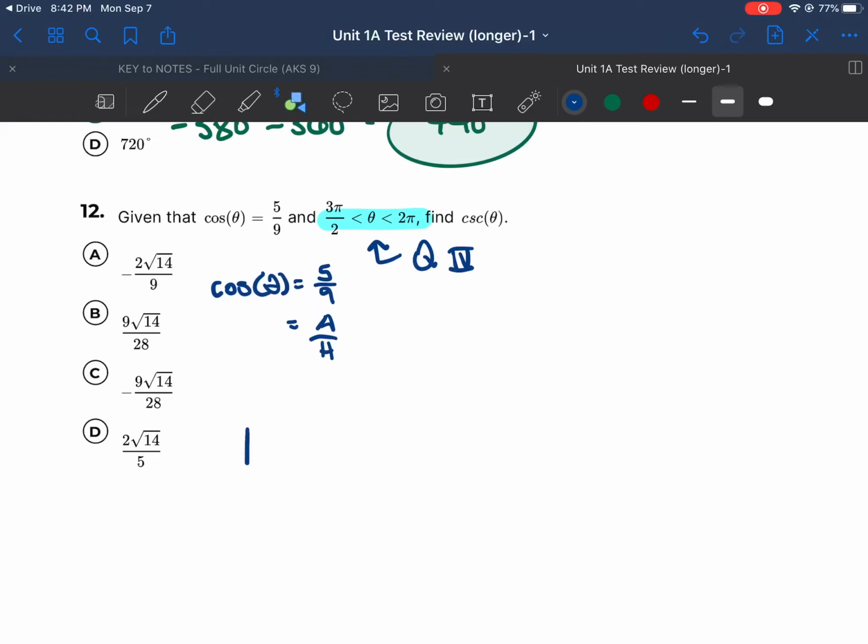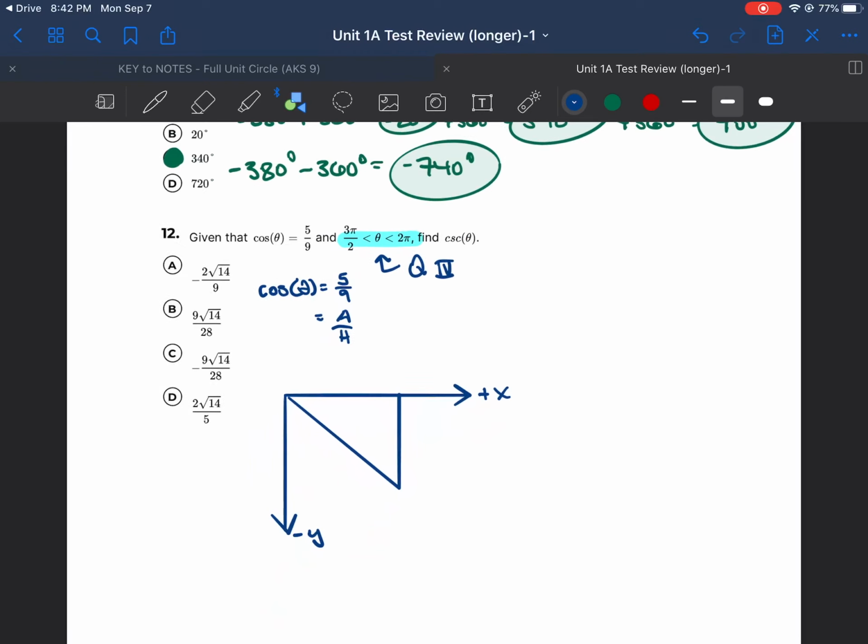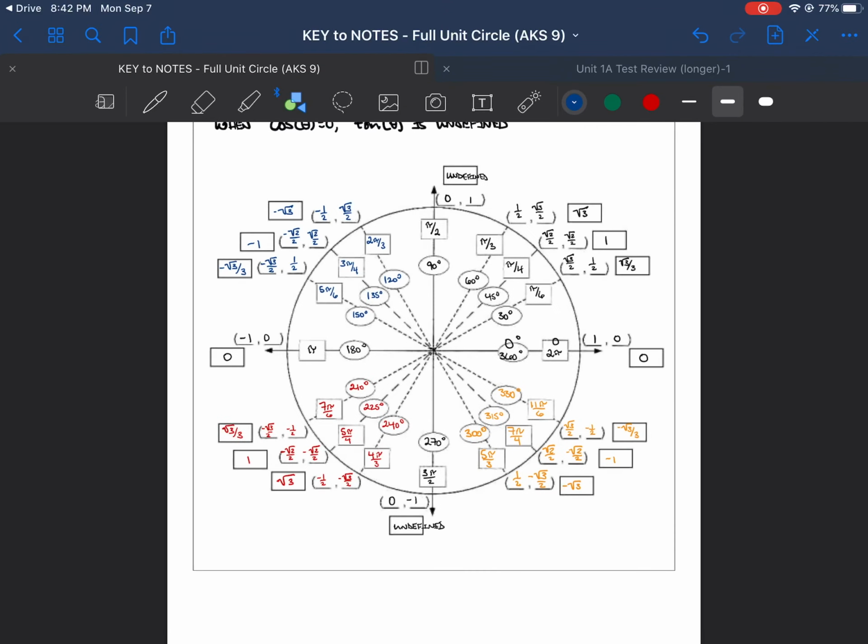So what we're going to do is go ahead and set up a triangle in quadrant 4. And remember that quadrant 4 has positive x values and negative y values. And let's go ahead and set up our triangle. And by the way, if you have a hard time understanding what the triangles look like, let me show you exactly what they would look like.